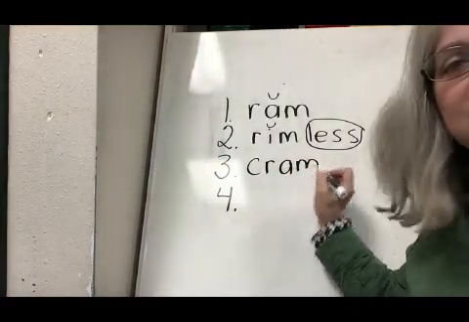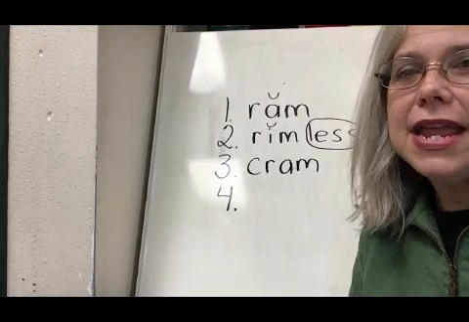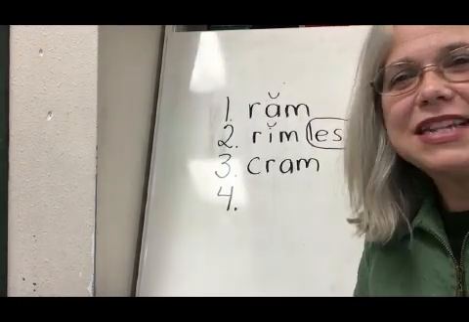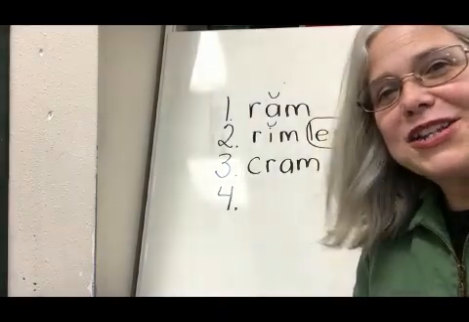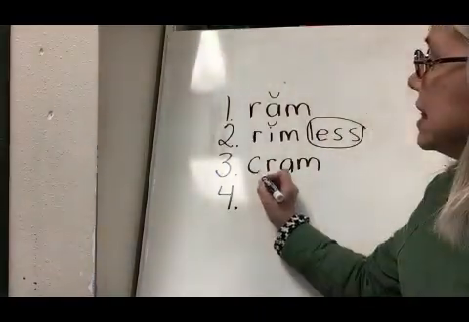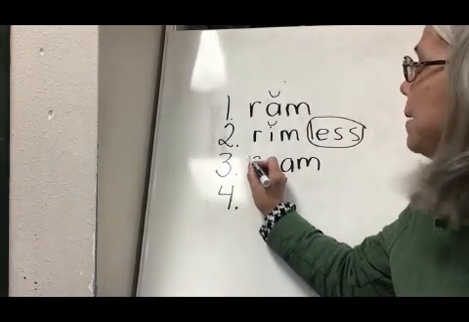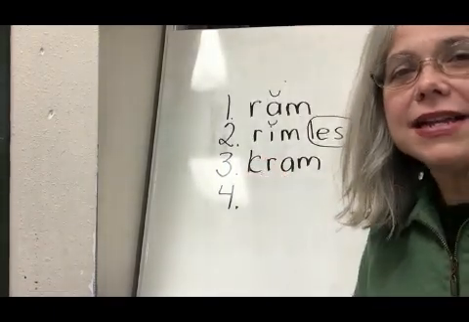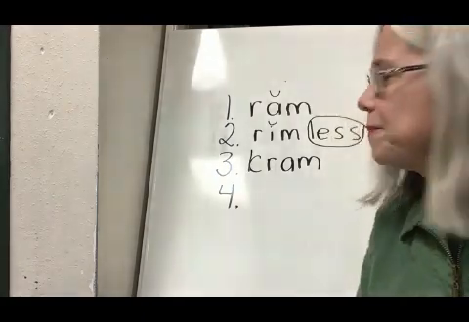C-R-A-M. Write that down. C-R-A-M. Are there any suffixes? No, no suffixes. Any consonants to code? There is. The C needs a K back. We know that C is going to make a K sound, so let's put the K back on it.